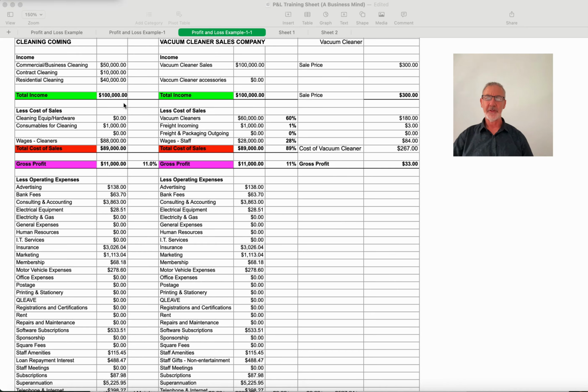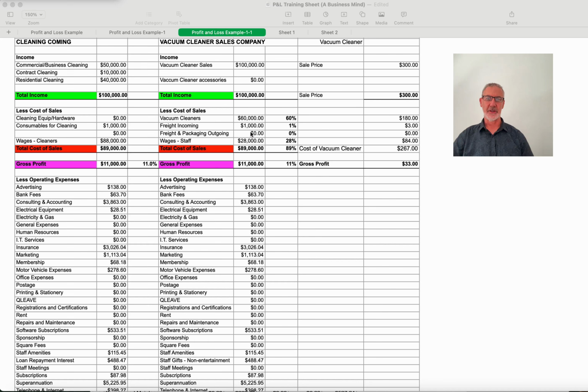But the key difference between the service and the product is on the left hand side, the service. So the cleaning service that we have, you'll find that the wages will be higher because effectively, instead of buying vacuum cleaners in this case, we are offering a service, but the service or the product in this case is the staff itself.